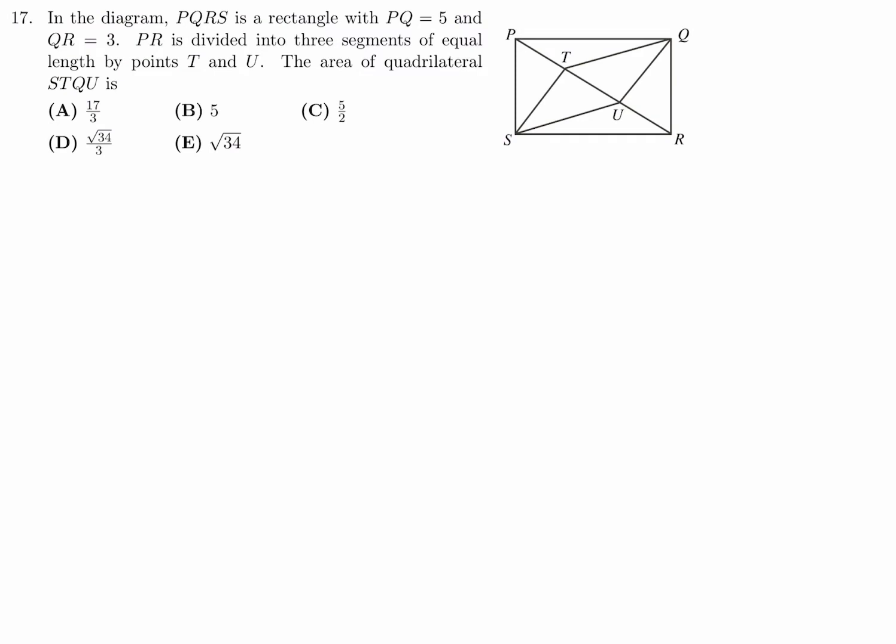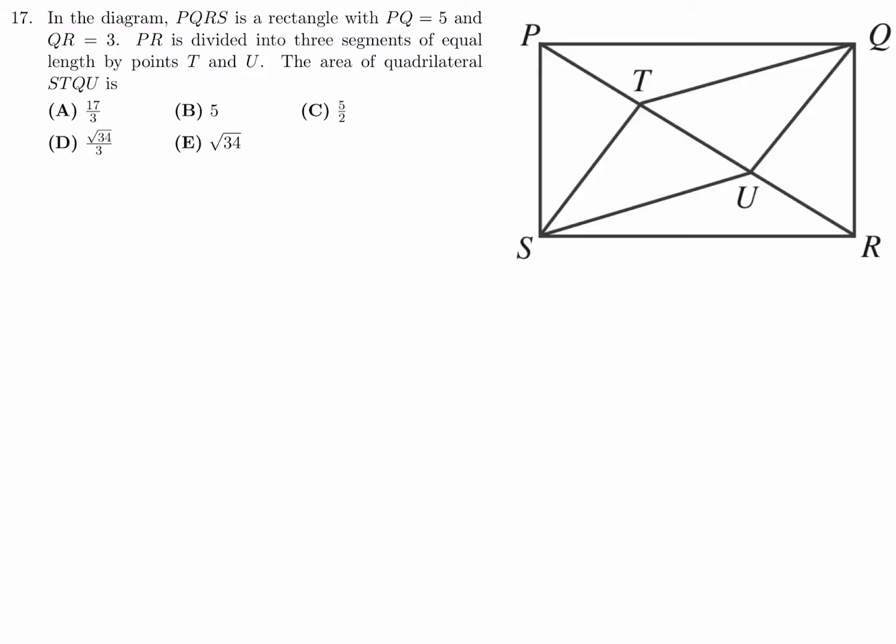In the diagram, PQRS is a rectangle with PQ equal to 5 and QR equal to 3. PR is divided into 3 segments of equal length by points T and U. The area of the quadrilateral STQU is... STQU, this is the quadrilateral they want us to figure out, and that is going to be done as follows.